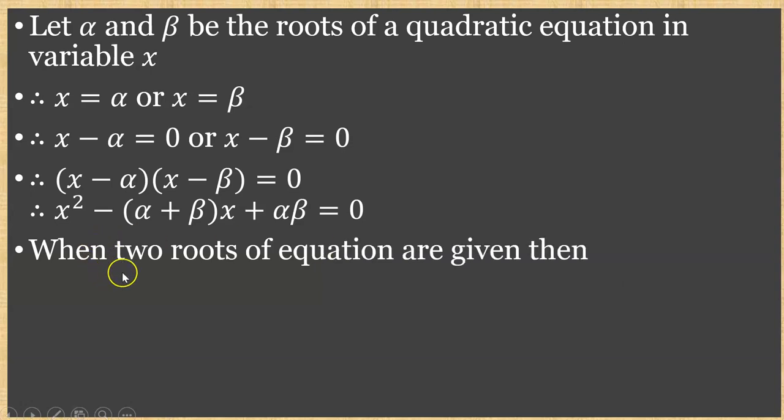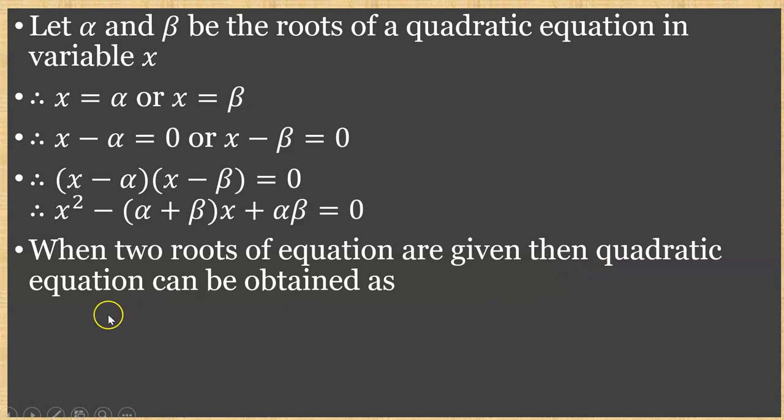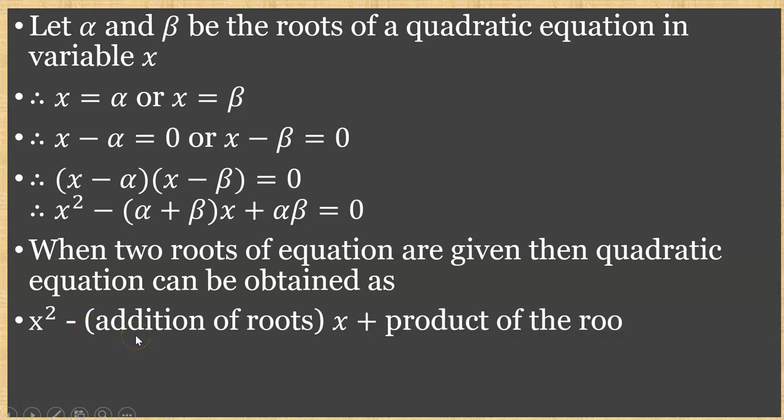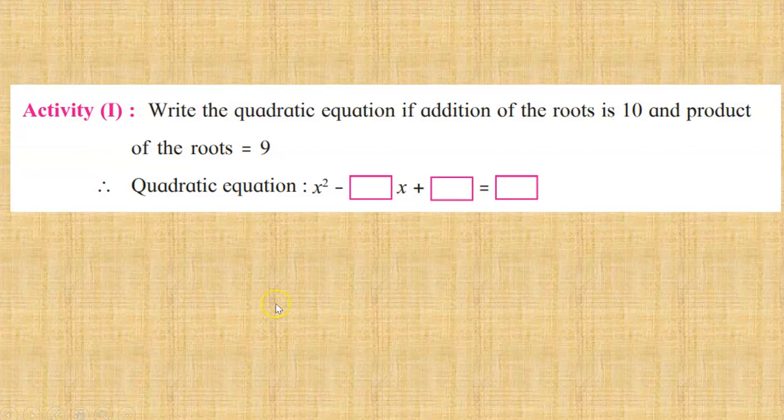And therefore when the two roots of the equation are given, then the quadratic equation can be obtained as x square minus, in bracket, addition of the roots, we will add the roots, into x plus product of the roots, and that's equal to 0. Here we are taking x as a variable. We can take any variable.